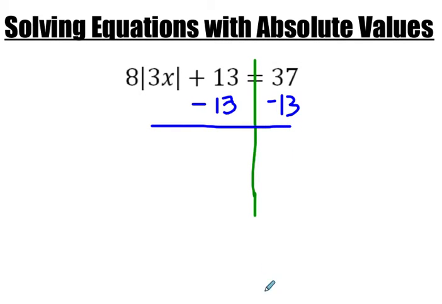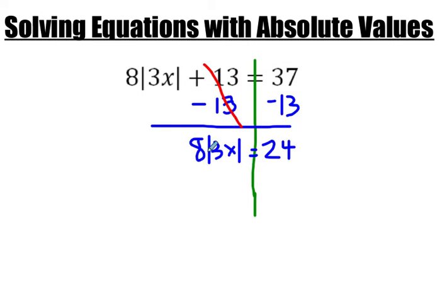So when I subtract 13, these are going to cancel, which allows me to say that 8 times the absolute value of 3x is equal to 37 minus 13 is 24. But still over here on the left-hand side, the absolute value is not by itself. I still have this 8 that's outside.